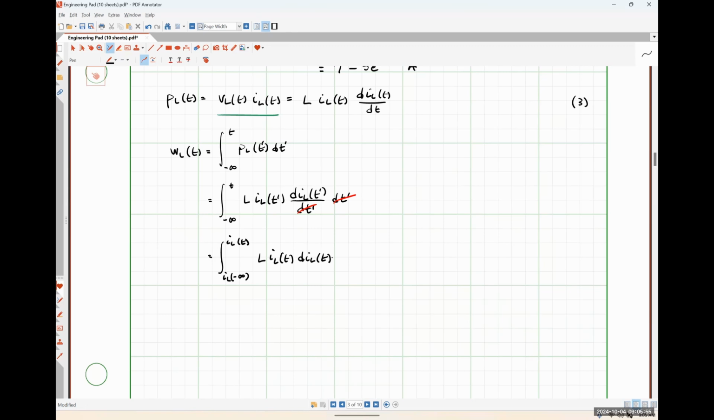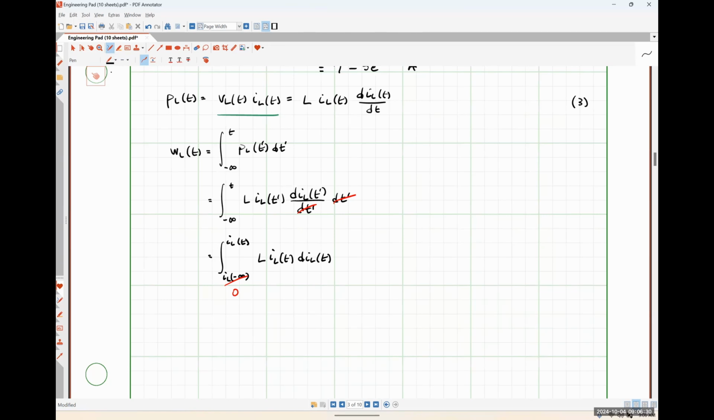Well, what do you guys think the inductor current at the beginning of time is? 0. Yay. So this thing right here is effectively just 0. So what's the integral of effectively x dx? 1/2 x squared. In this case, x is IL.